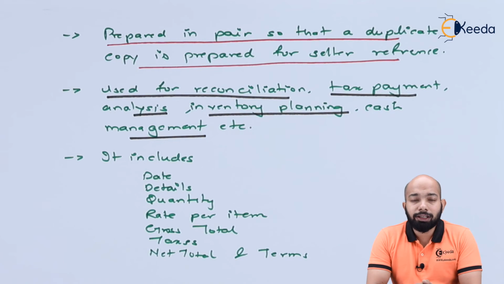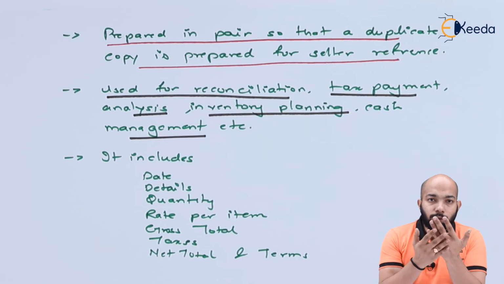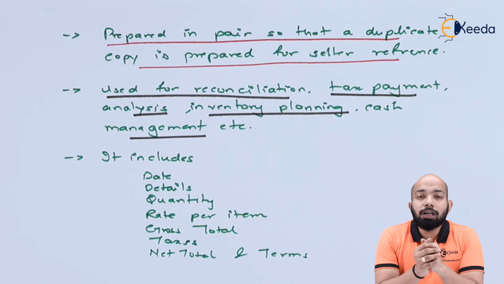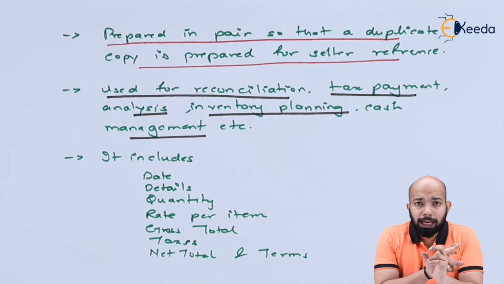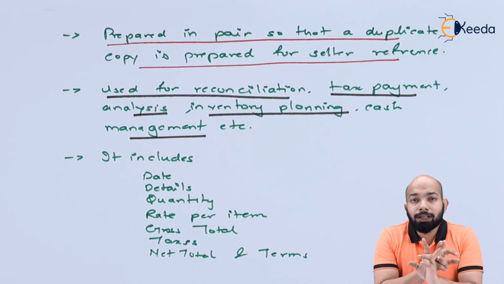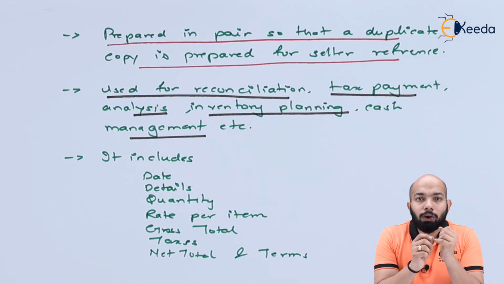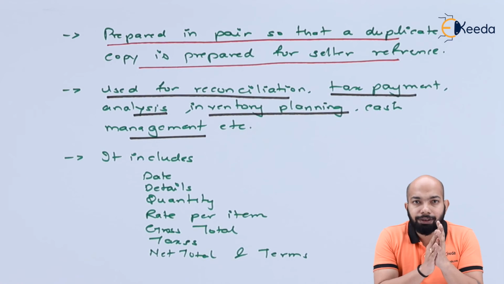So as we discussed earlier, a sales copy, that means a duplicate copy, is kept with the seller so that he can make any kind of analysis on cash sales, he can make the tax payments, he can further go ahead and see how the cash management is going on, etc. All these details are required for his references.